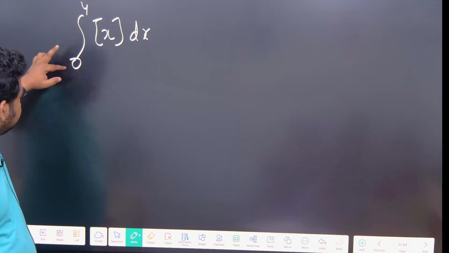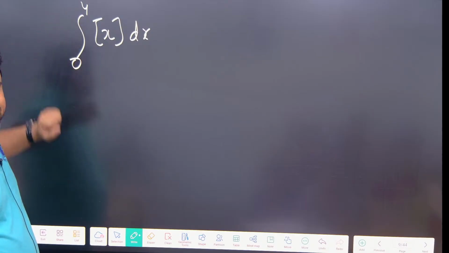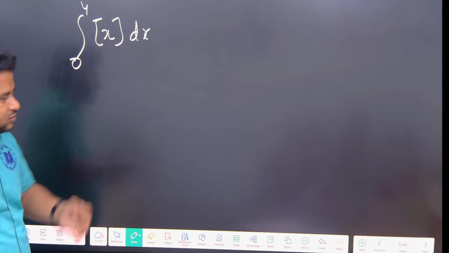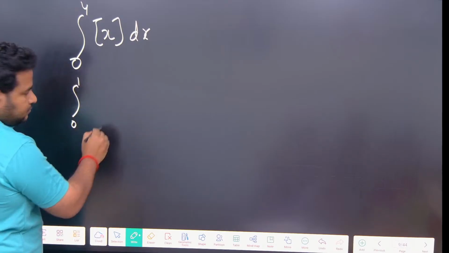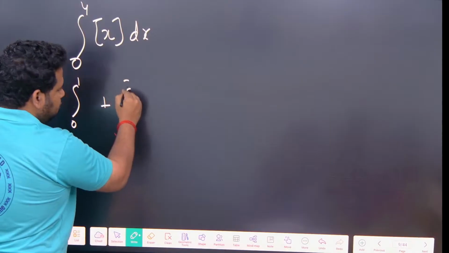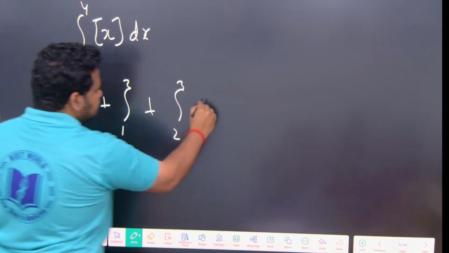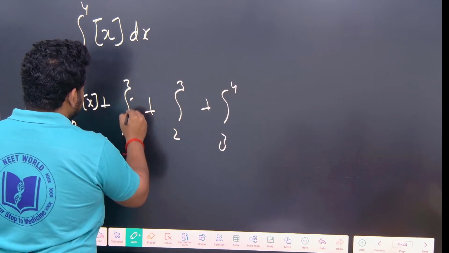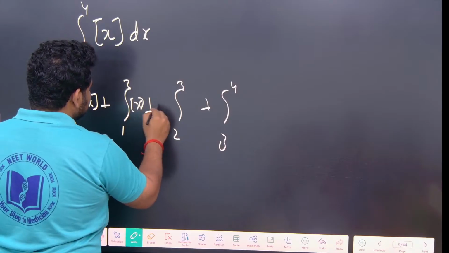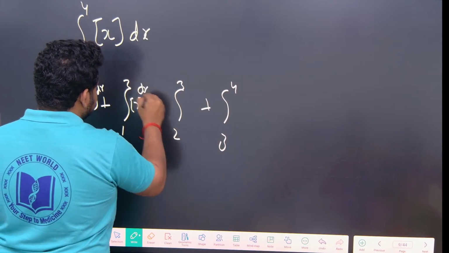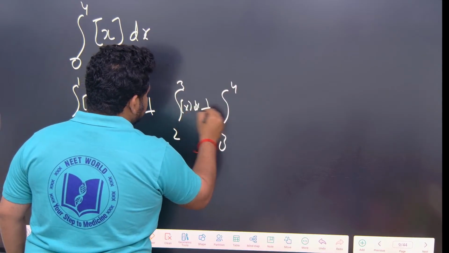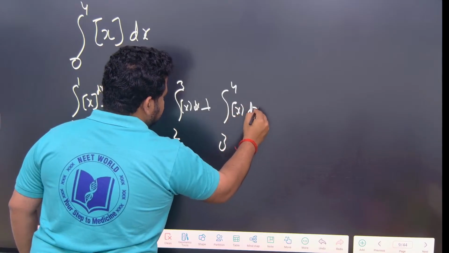What we have to do is, between 0 to 4, what are the integer values that we have? I am talking about integer values. Between 0 to 4, the values are 1, 2, 3. So you can write it as the integral from 0 to 1 plus 1 to 2 plus 2 to 3 plus 3 to 4, each of step x dx.